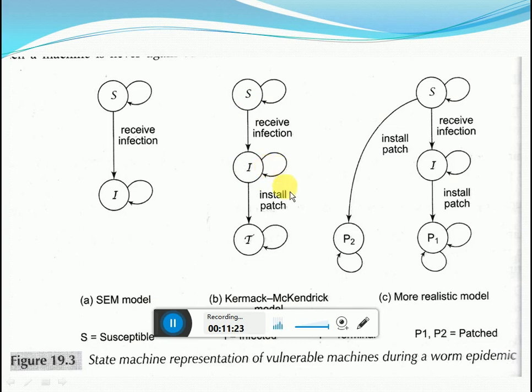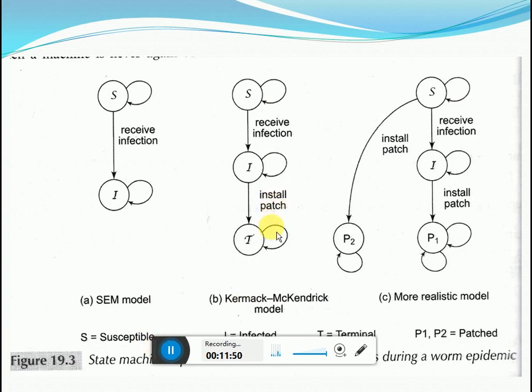If any remedial action is taken, such as attaching a patch, they move from the I state to the T state. Once they move to the T state, they stay in the T state because they are already aware of how to cure the virus, so they remain in this particular state when it comes to our machines. So this is the KM model, as we call it.